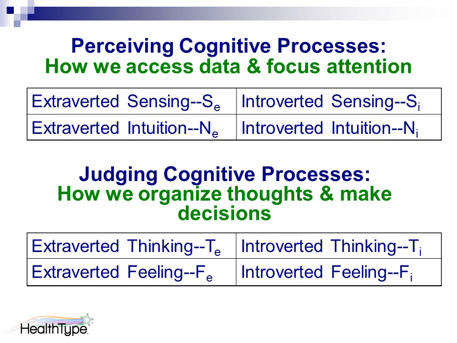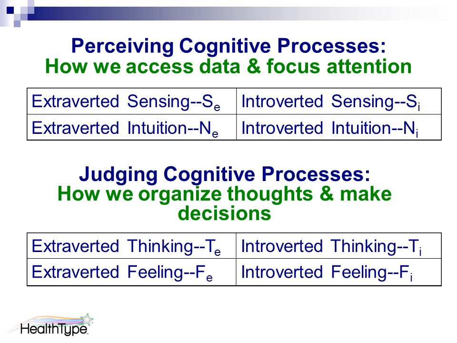So here is another way to look at those 8 thought processes. So 4 of them are related to how we access data, in other words, gather information from the world around us, and what we really focus our attention on. And these are called perceiving cognitive processes. And they are extroverted sensing, introverted sensing, extroverted intuition, and introverted intuition.